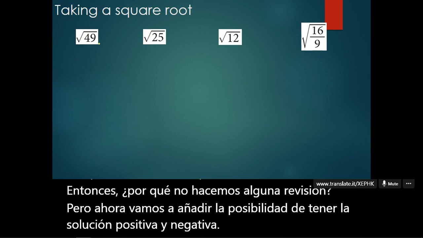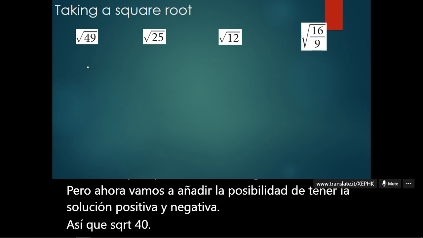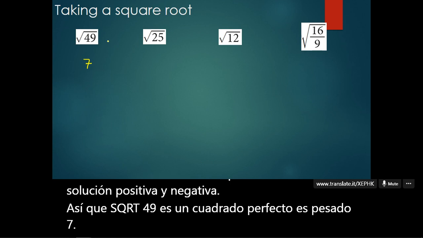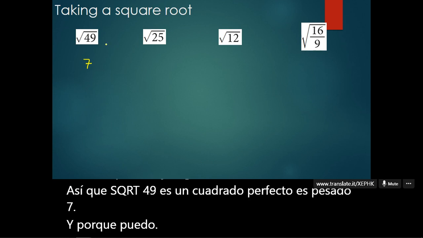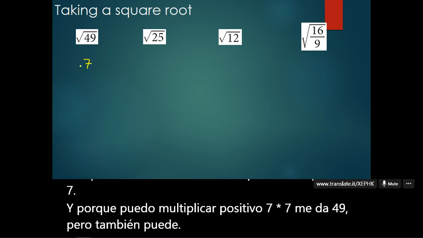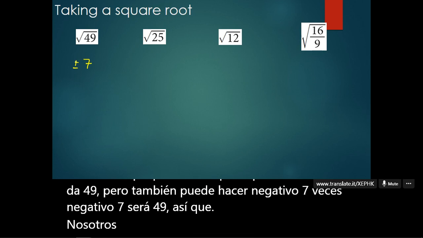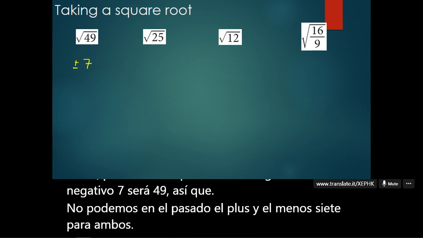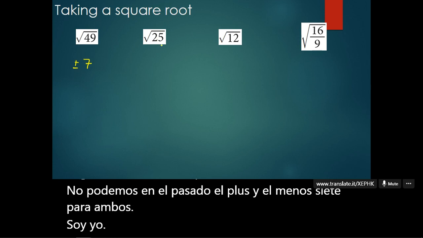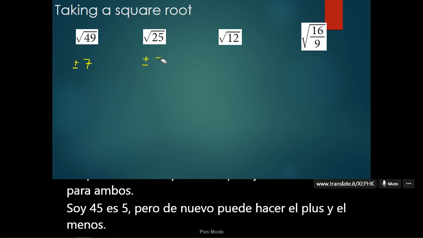So the square root of 49 is a perfect square. It's going to be 7. And because I can multiply positive 7 times 7 gives me 49, but I can also do negative 7 times negative 7. It'll be 49. So we can add in the plus and the minus 7 for both of these. All right, the square root of 25 is 5, but again, you can do the plus and the minus of 5.